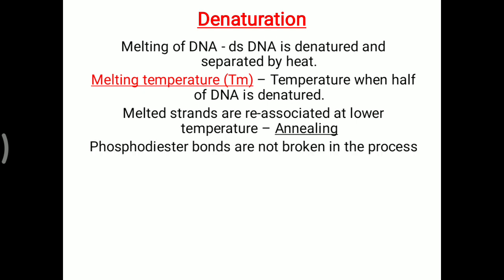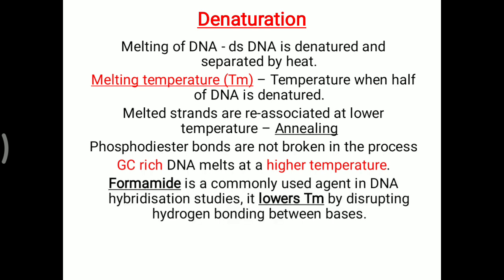Mostly the phosphodiester bonds are not broken in this process. The hydrogen bonds between A to T and C to G are broken. You already know that there are two hydrogen bonds between A to T and three hydrogen bonds between C to G. So G and C rich areas of the DNA melt at a higher temperature because they have more hydrogen bonds, so they need more energy for the breaking or separation of the strands.